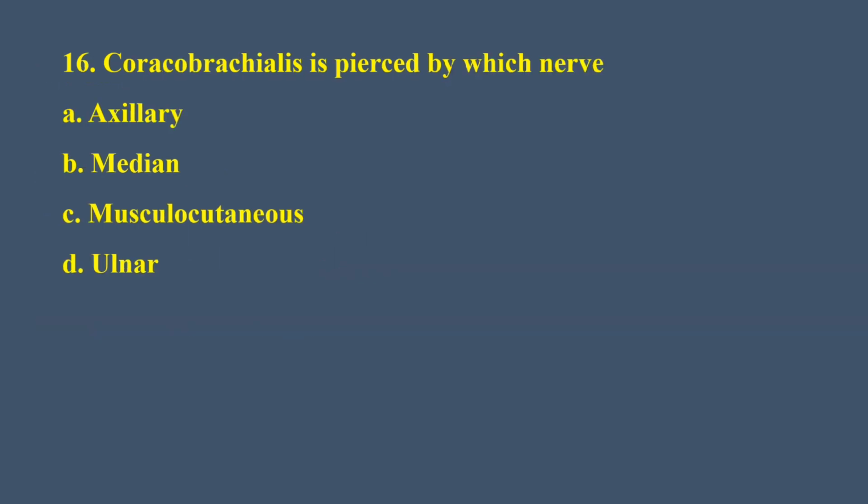Question 16. Coracobrachialis is pierced by which nerve? A. Axillary. B. Median. C. Musculocutaneous. D. Ulnar. Answer is C. Musculocutaneous.